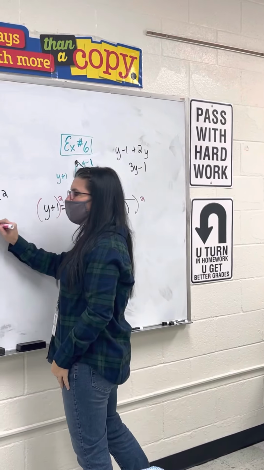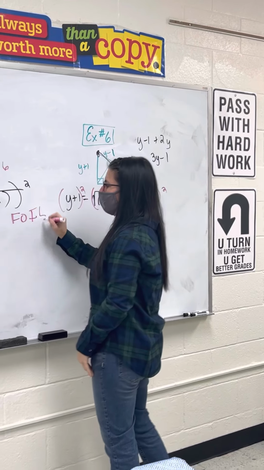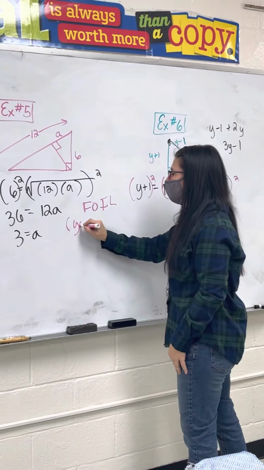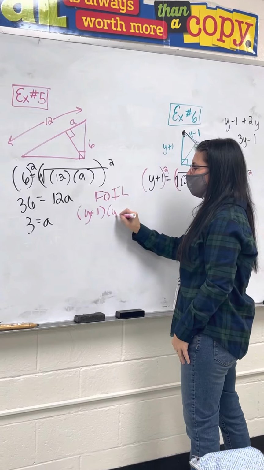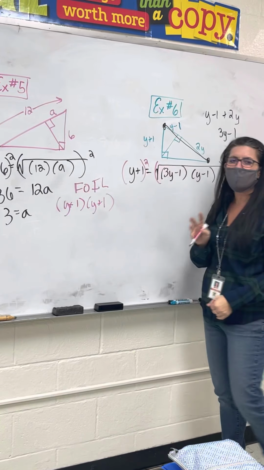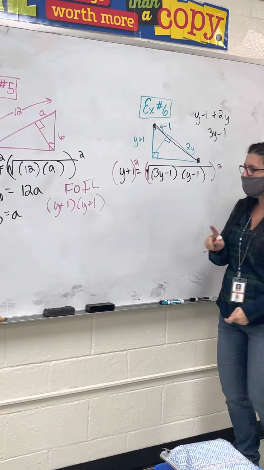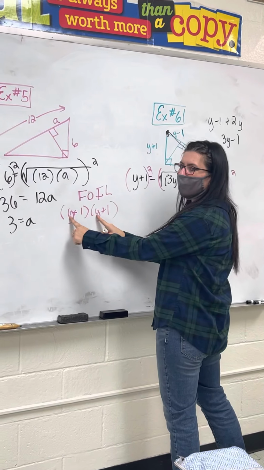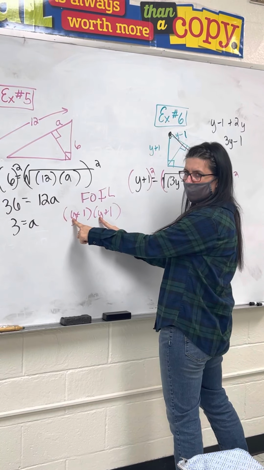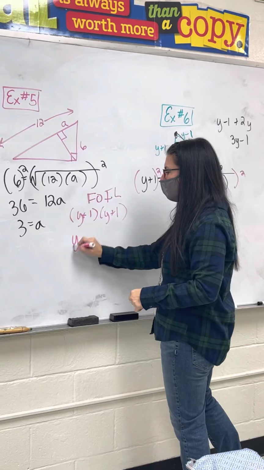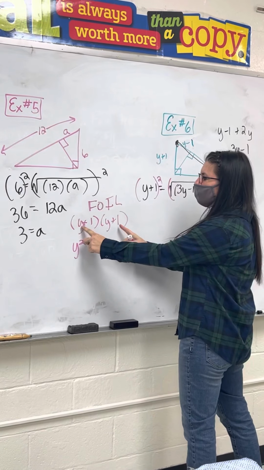So again, quick algebra review. FOIL means first, outer, inner, and last. That's how you multiply two binomials. So first means y times y. What does that give me? y squared. Good. You guys are doing better than my other classes. y times 1?